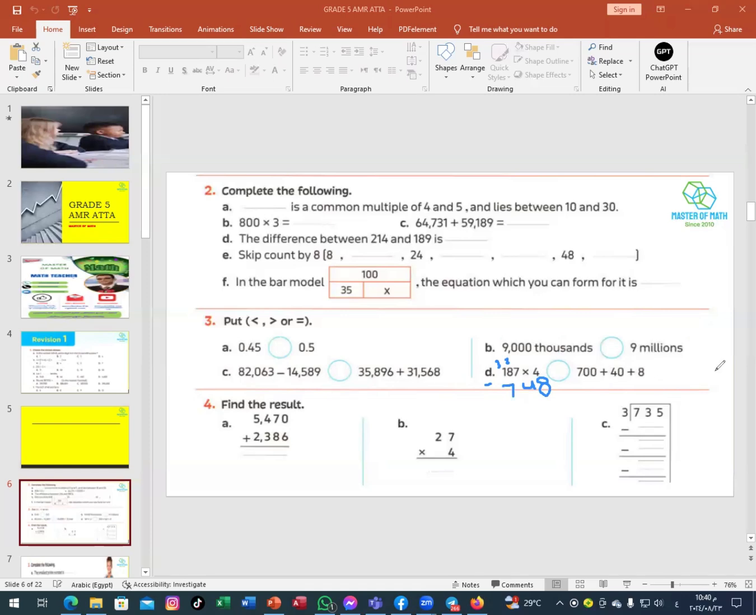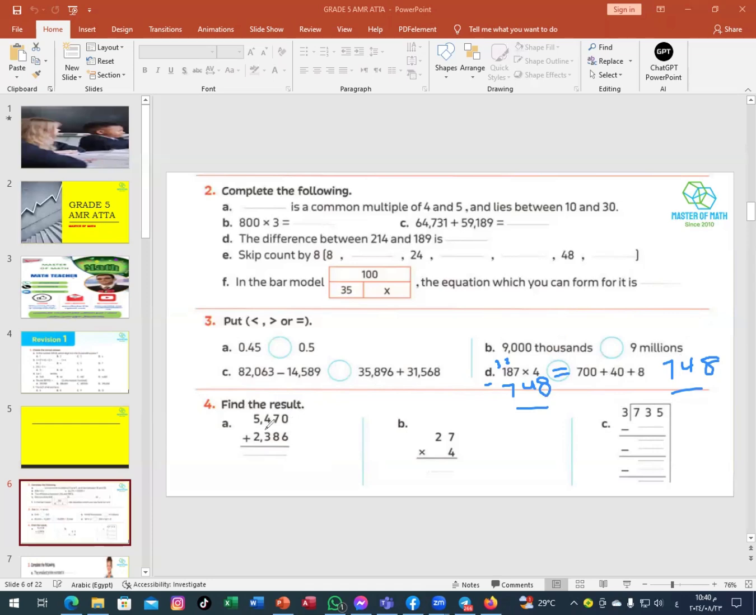This is 700, 40 and 8. So I put 8 in ones, 40 in tens, I put it as 4, and 700 in hundreds, it's 7. So it's 748 equal 748. It's equal.